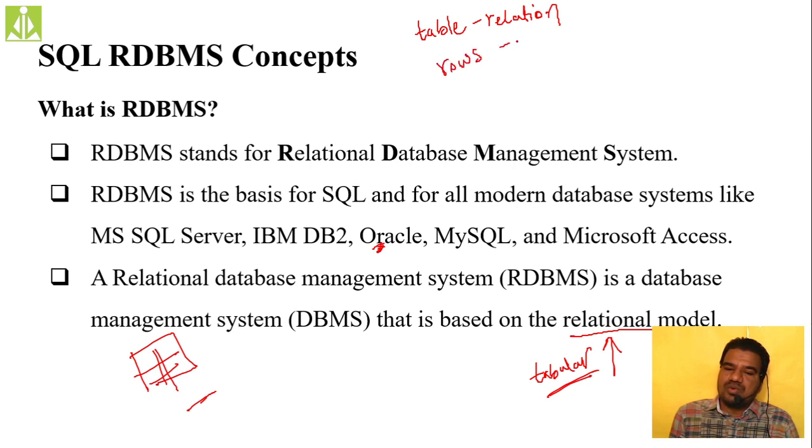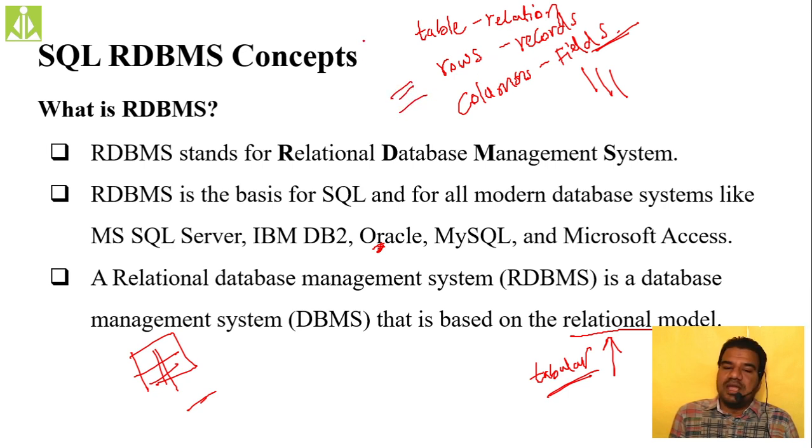So in RDBMS we call the table a relation, we call the rows records, and the columns fields. These things you have to remember. Whenever I say field, a column should immediately come into your mind, whenever I say record, a row should come into your mind, and whenever I say relation, a table should come into your mind. Hopefully you understood. Relation is nothing but table, records are nothing but rows, fields are nothing but columns.